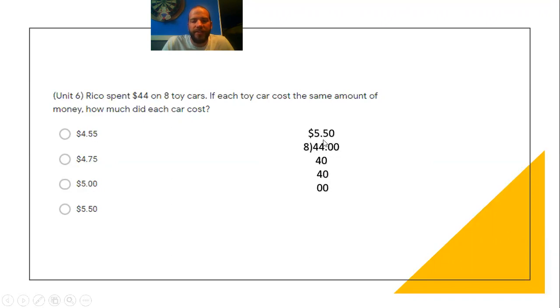So the next thing that you do is you put the decimal up. And then when it goes into 4 5 times, it goes after the decimal. So your answer is 5.50 or $5.50.